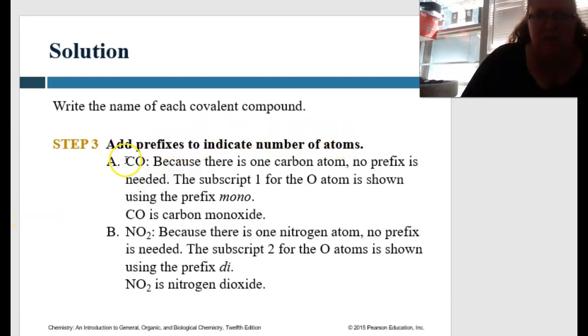So putting these two together for our solutions, we add the prefixes to indicate the number of atoms. So CO: since there's only one carbon atom, no prefix is needed, and the subscript 1 for oxygen is shown by mono. So CO would be carbon monoxide, the bad guy, right? It makes us very sleepy and kills us. NO2: because there's one nitrogen atom, no prefix is needed, and the subscript 2 is for the oxygen atoms, so we use di, so that would be nitrogen dioxide.